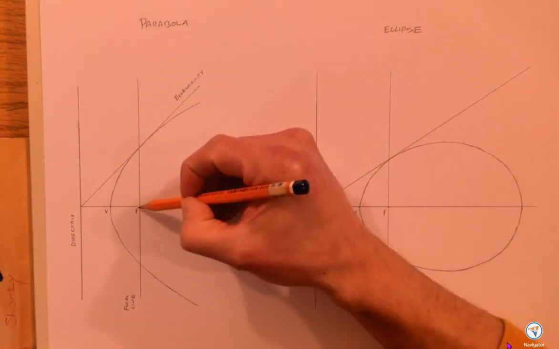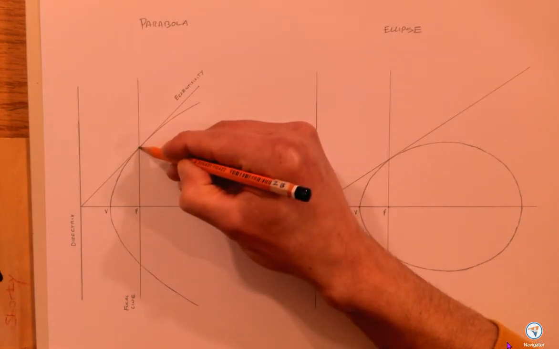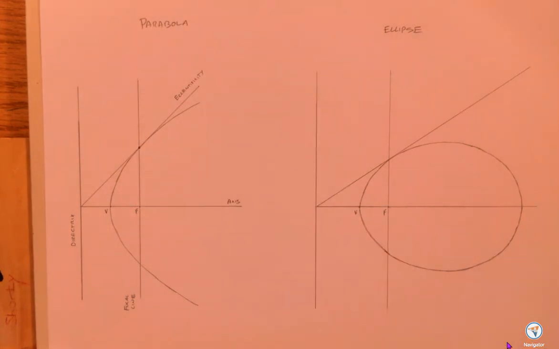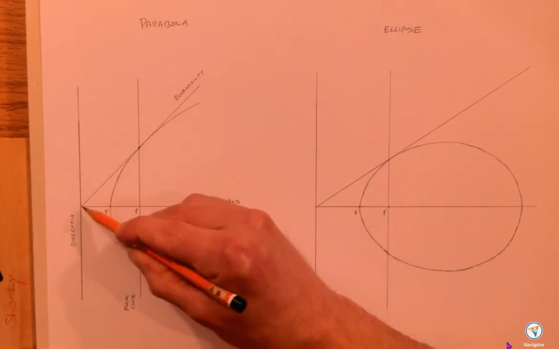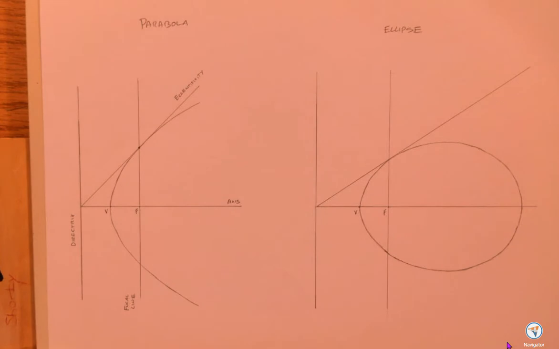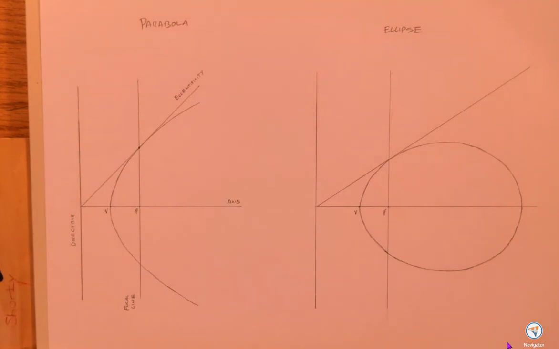We talked earlier about where the focal line comes up and crosses the eccentricity line. That point is a tangent. So that eccentricity line is a tangent to the curve. And that's the same for the ellipse, same for the hyperbola. So you've automatically got a tangent at that point.